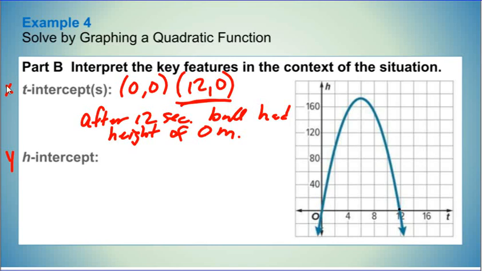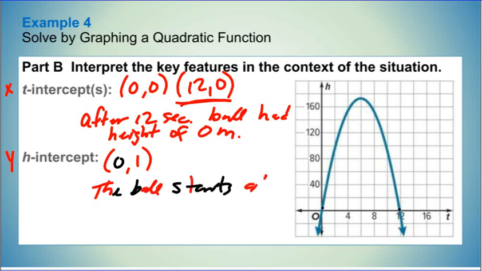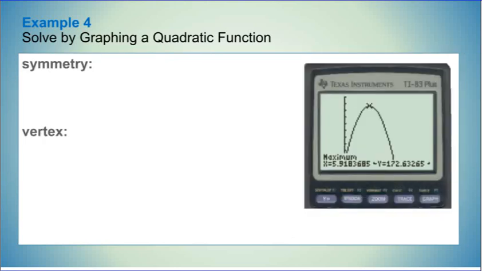The y-intercept is actually not 0, 0, it's a little bit above it. So this would be 0, 1, because if we look at our equation, our c was 1. This is saying the ball starts at a height of 1 meter. Next, the symmetry.